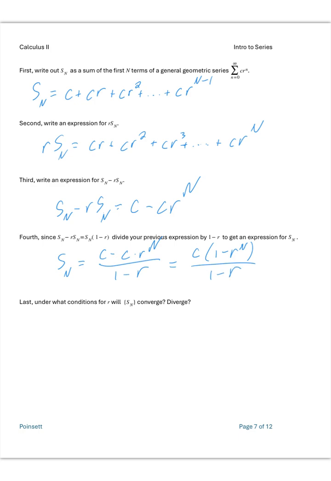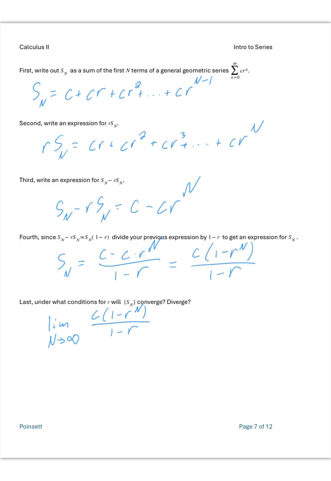Lastly, we are now going to look at what conditions for r will make the sequence of the partial sums converge or diverge. Essentially, this is the same thing as saying what conditions for r will make the geometric series converge or diverge. So we need to take the limit as n approaches infinity of our S sub n term, which is C times the quantity 1 minus r to the n power, all over 1 minus r.